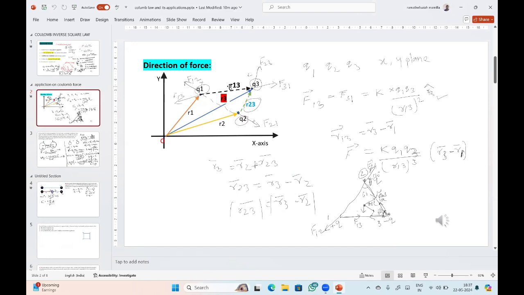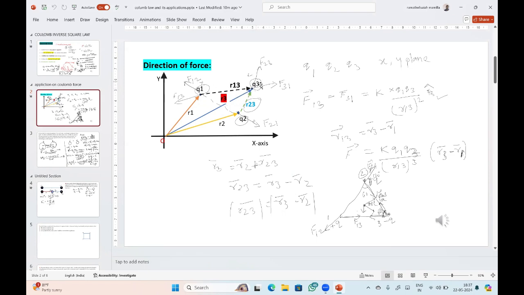So they are in the XY plane. Therefore, R1 is equal to X1 i cap plus Y1 j cap, R2 is equal to X2 i cap plus Y2 j cap, and R3 is equal to X3 i cap plus Y3 j cap. X, Y values will be there for these Q1, Q2, Q3 points. These are the positions. Now the force between Q1 and Q3.